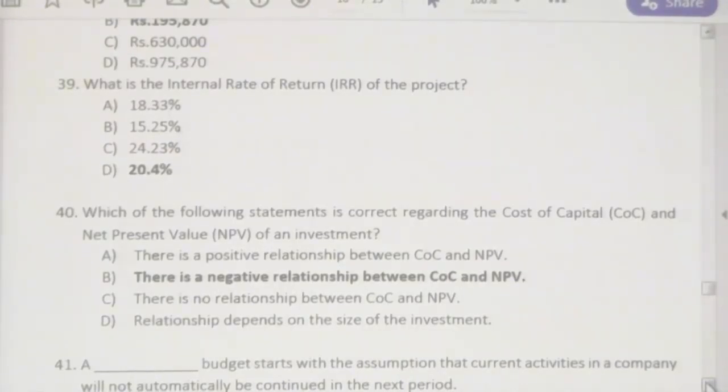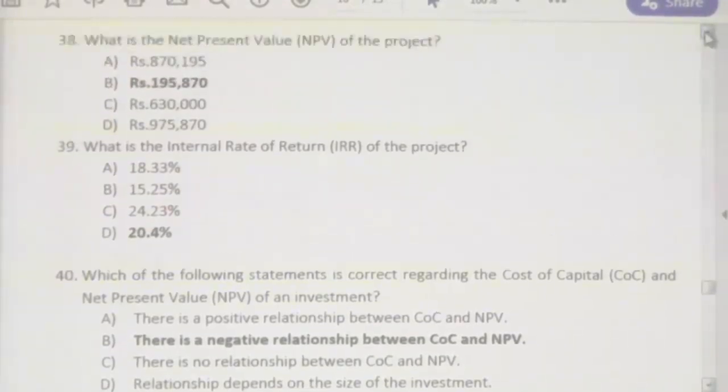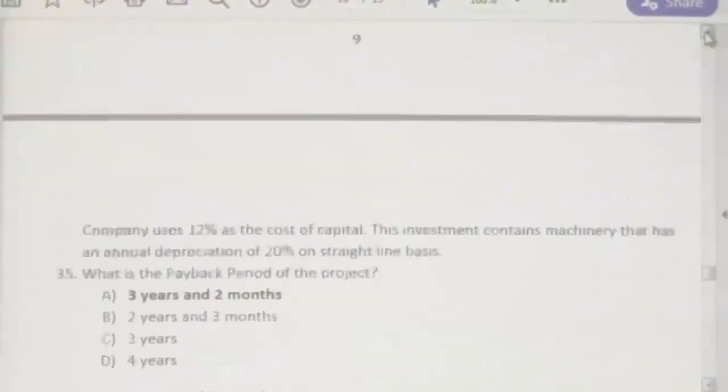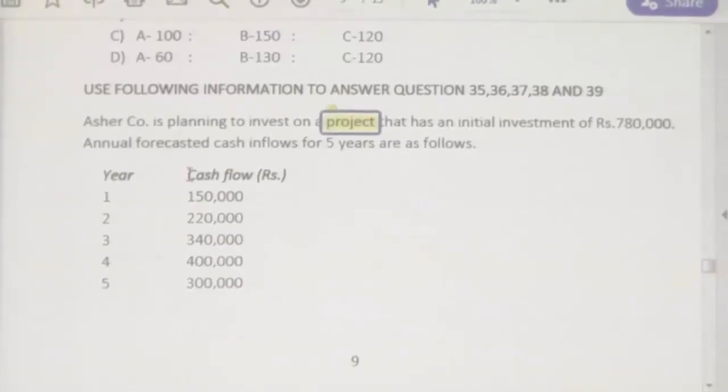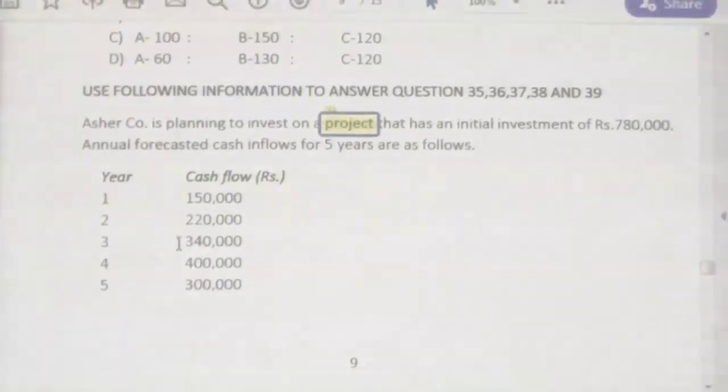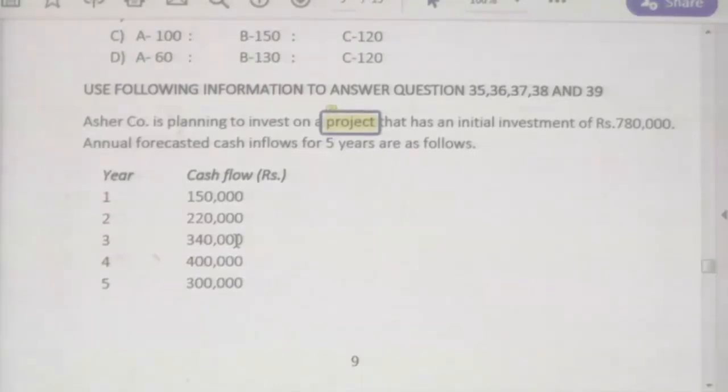Very important to keep in mind: sometimes the examiner will give you net cash flows for all 5 years, like here. Here they have given net cash flows. You can refer to the question again. These are the net cash flows for the 5 years. This does not reflect the accounting profit. To reflect the accounting profit, you need to deduct the depreciation from each year. Once you deduct depreciation from each year, you have the accounting profit.